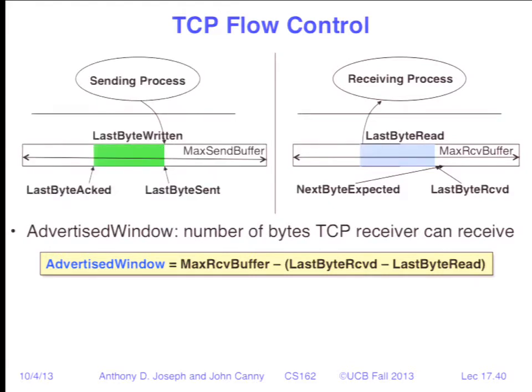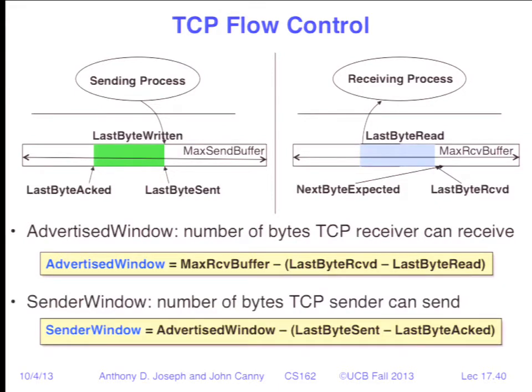So now, over at the sender side, we have the last byte that's been acknowledged by the receiver. We have the last byte that's been written by the sending process. And then we have the last byte that's been sent. So here we've actually kept up and we've sent the last byte that was written by the sender. The sender's window, the number of bytes it is allowed to send, is now going to be reduced. We take the advertised window; the max send buffer doesn't really matter unless it's smaller than the advertised window. We decrement the advertised window by the last byte sent and the last byte acknowledged.